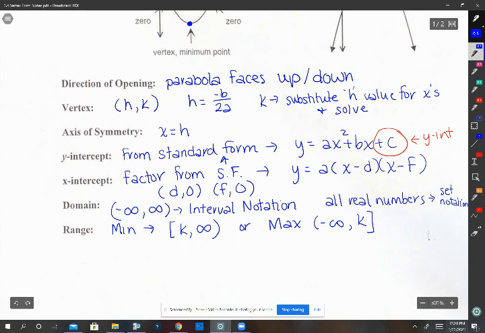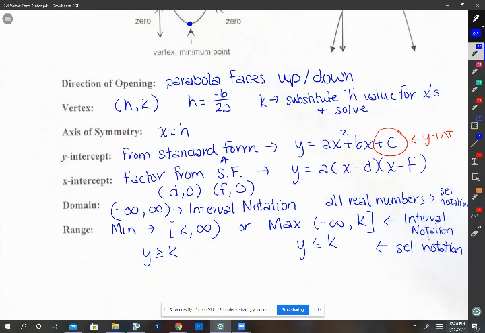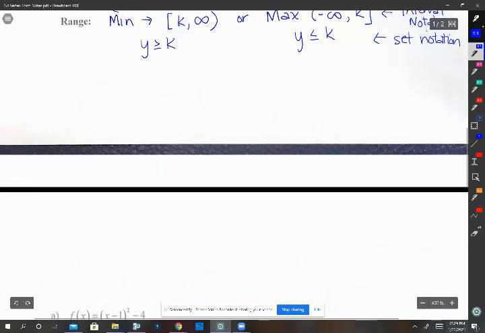And this again is interval notation. If we're talking about set notation, then this means y is greater than or equal to k, and this would be y is less than or equal to k, and this is set notation. And so again, you just need to pay attention to which one it's asking for. All right, so with that, let's look at an example.